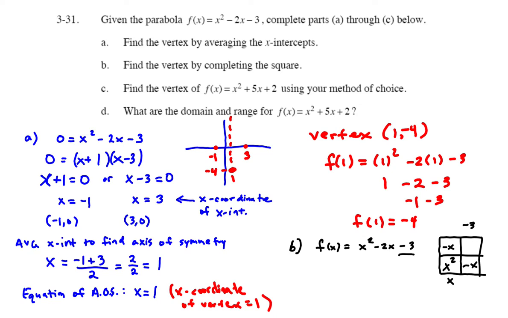So if I put an x here, x times x gives me x squared, times negative 1 gives me negative x, x times negative 1 gives me negative x, and then negative 1 times negative 1 gives me positive 1. So what do I have to do to negative 3 to get positive 1? Well, I'm going to have to add 4. If I add 4 to it, negative 3 plus 4 gives me 1. So I'm going to add 4 here, and I'm going to add 4 on this side.